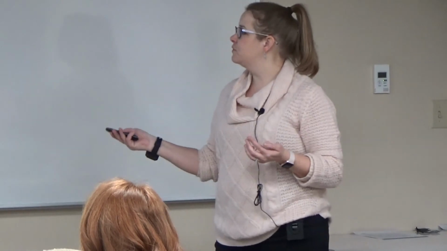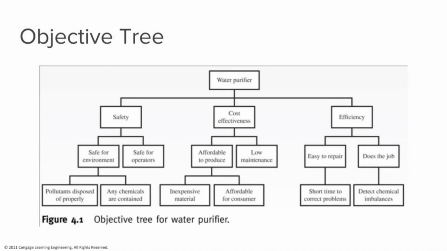So this is an example of an objective tree for a water purifier. Unfortunately this is a solution, so you don't want to get to that point yet. But it needs to be safe, it needs to be cost effective, and it needs to be efficient. So those are the top level objectives for this solution. Safe, what does that mean? It needs to be safe for the environment and safe for the operators. So you have two components under there of safety. Cost effective, it needs to be affordable to produce, and low maintenance. Both of those things go into your cost effectiveness. Efficient, easy to repair and does the job. Those two go under efficiency.